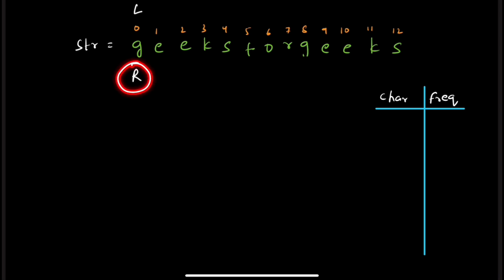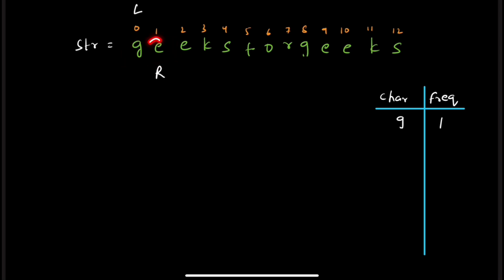Okay, so this right pointer's job is to expand the window and the left pointer's job is to shrink the window. We'll get it while dry running this example. Firstly we need to expand the window, right? So we'll check whether this G exists in the map. No, right? So we create an entry G with frequency 1 and move this pointer by 1. Now when we move this pointer by 1, the window will be this much.